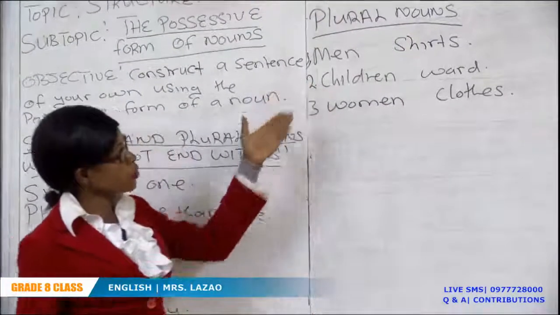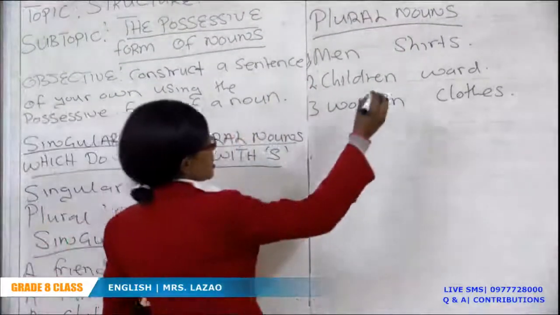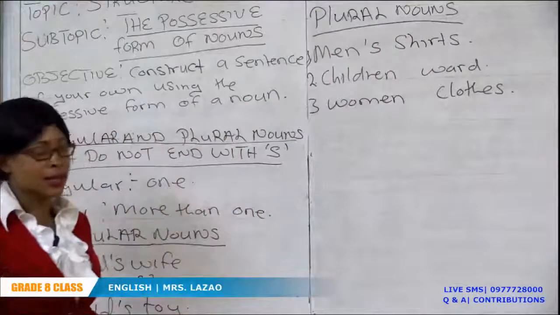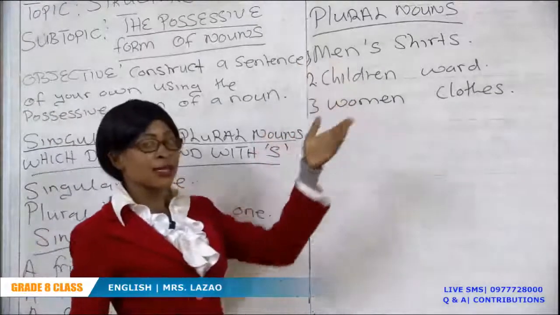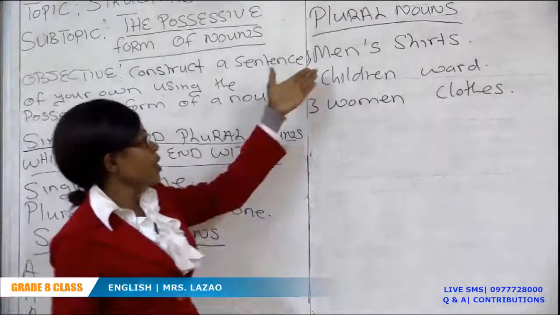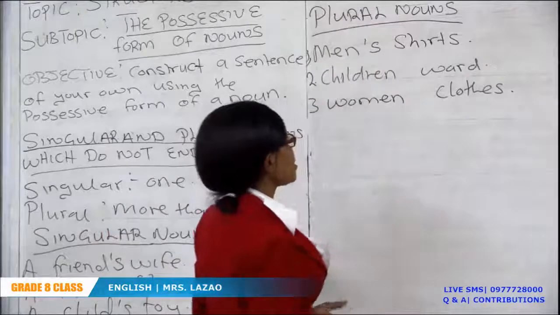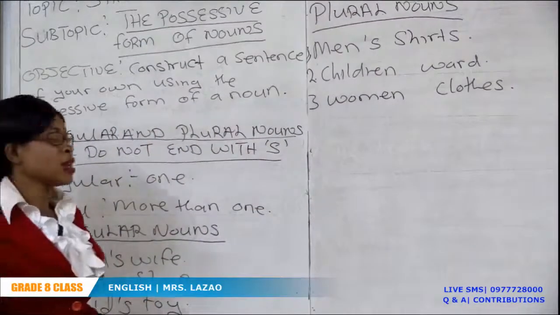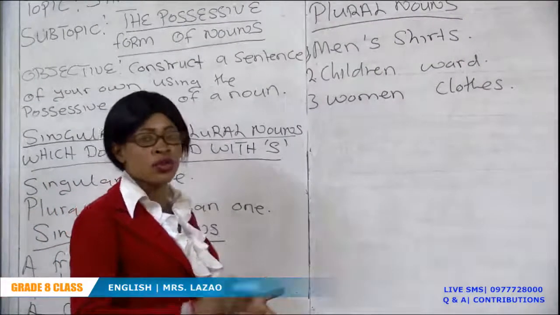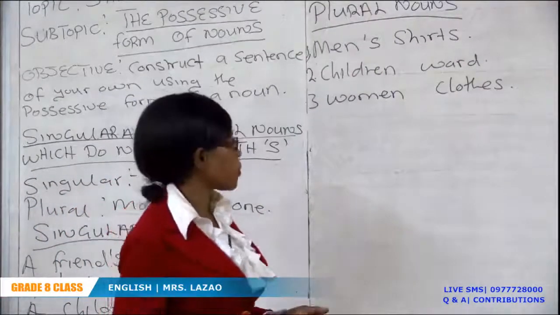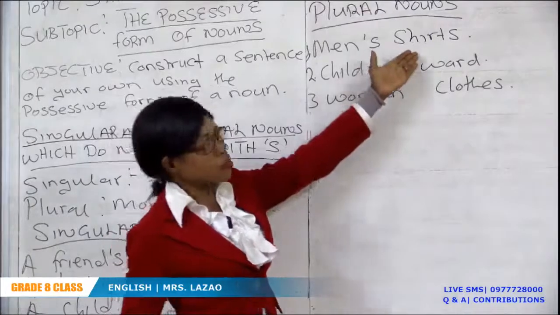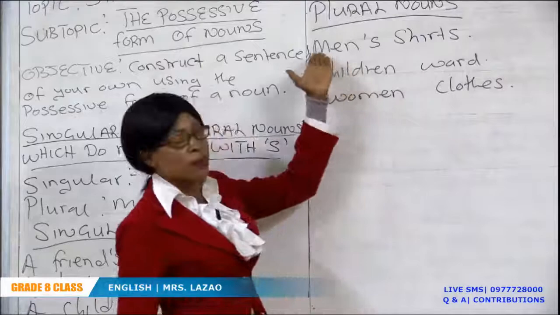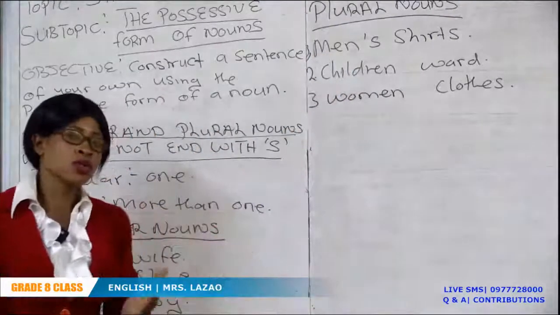Okay, the first one, men, we will say men's shirts. We add apostrophe and S. So it will read men's shirts, meaning that we are talking about 2 or 3 or more men. And when you look at shirts, it is in the plural form. Reason why? Because we are talking about men who are 2 or 3.